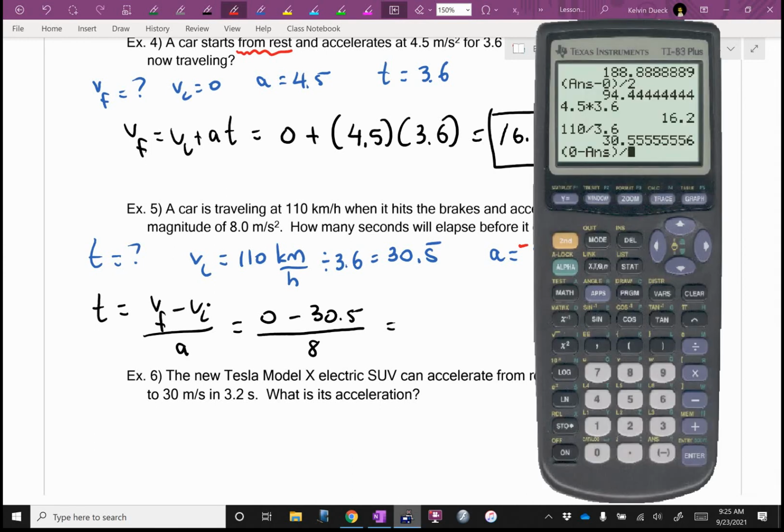So because I haven't hit equals, I'm going to go -8. You get the same magnitude as before, the 3.82 seconds, but positive this time. Is that right? Is it 3.82?